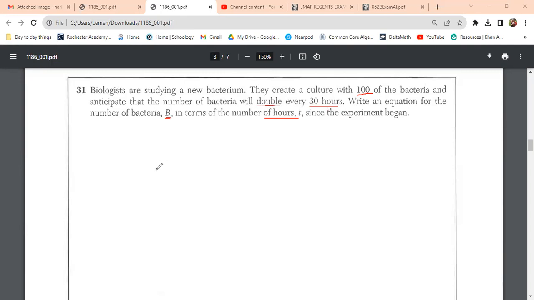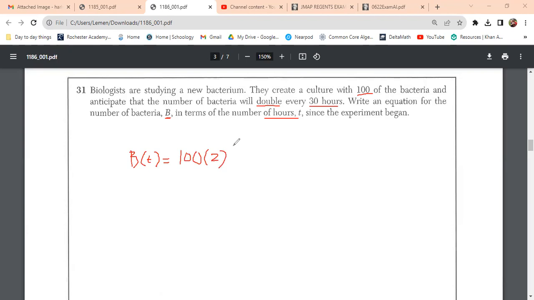There's only one little wrinkle in here that you've got to be careful of. So we're going to write a function. It's going to be an exponential function. So it's going to be B of t equals. We started with 100, so that's the initial value, 100. Now, we know that it's doubling, so that's going to have a 2 in here. And then we just have to figure out what happens here.